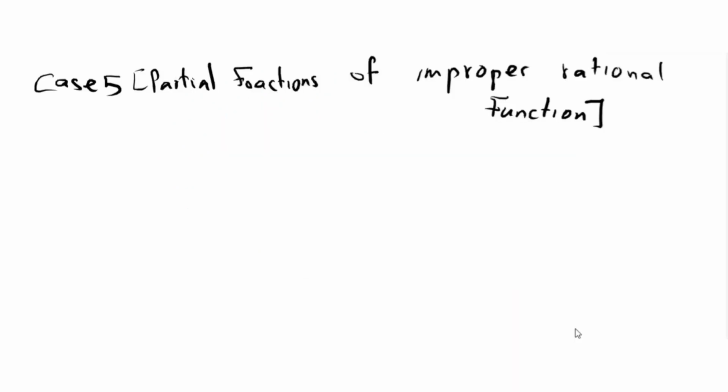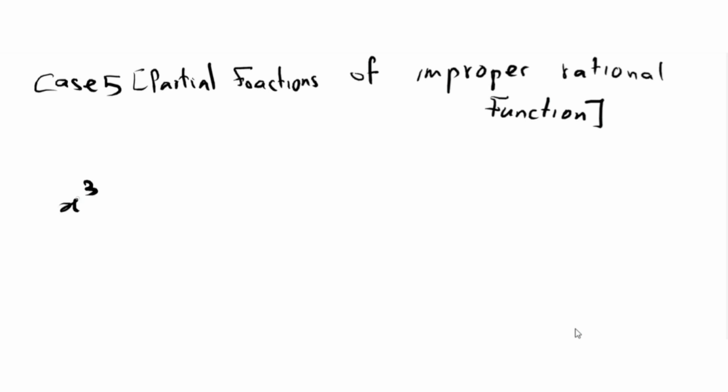Case 5 would be partial fractions of improper rational function. So let's see how we are going to solve this case into partial fractions. I don't want to talk and waste my time much, so we will move directly into an example.